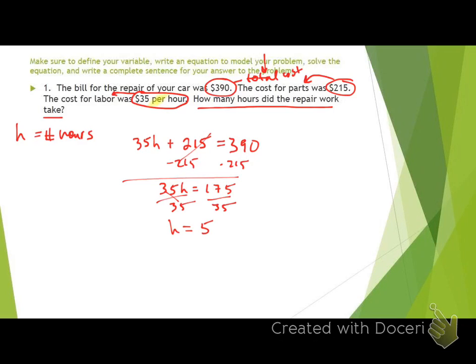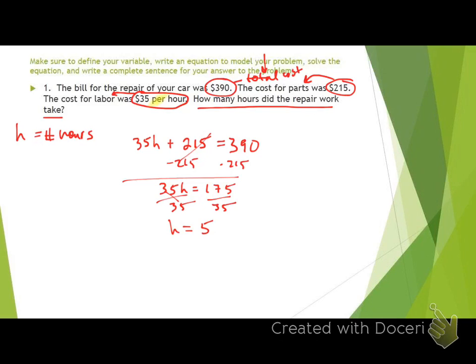And so h is the number of hours, and so what this means is that it took 5 hours to repair the car. Does 5 hours to repair a car sound reasonable? And hopefully it does to you. What might not sound reasonable is if for some reason you mispunched some numbers and you got like 50 hours or 500 hours or something like that, 292 hours. That's a long time to be working on a car, right? So you just want to check your answers, right? All right, so 5 sounds reasonable.